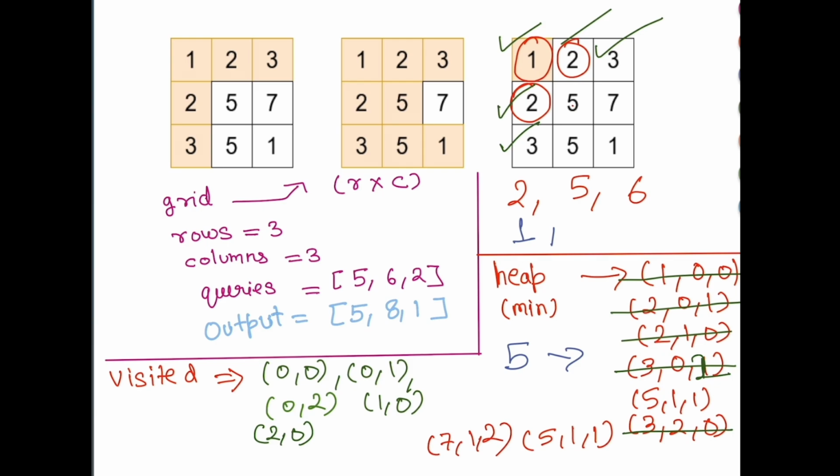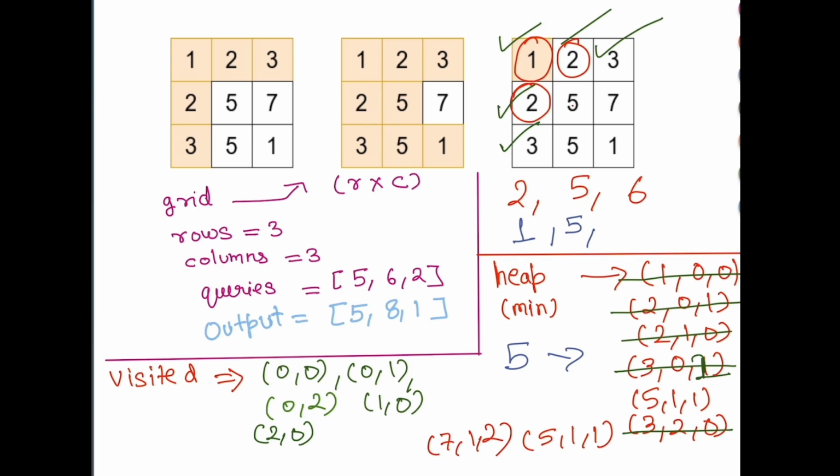What is the next minimum element? The next minimum element in our heap is 5 comma 1 comma 1. Okay, let us try to process it. But when we started processing it, we found that the value 5 is not less than the query. So we will break from here for 5, and for 5 the answer is going to be 5.